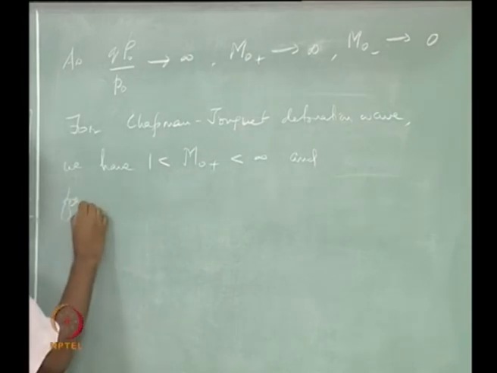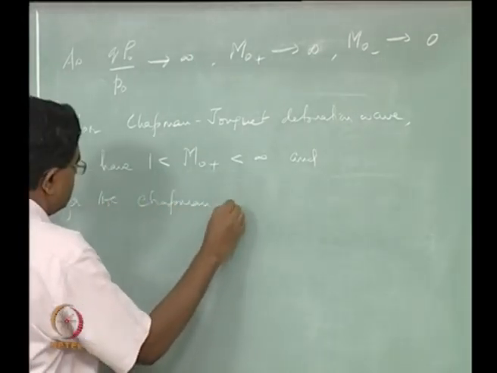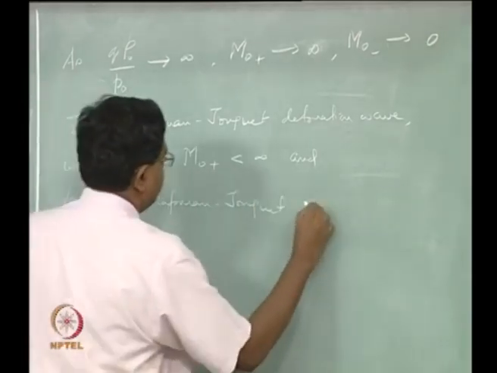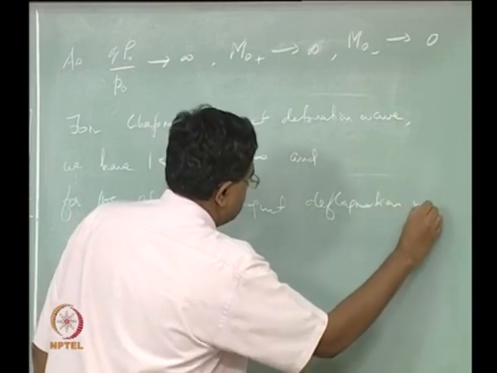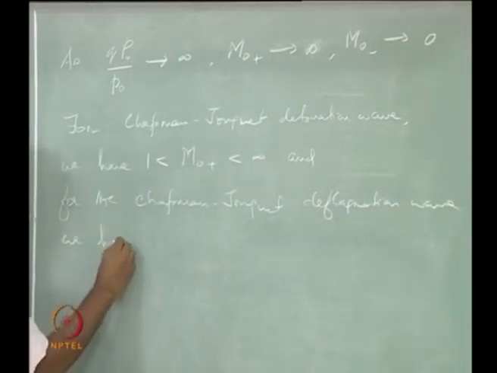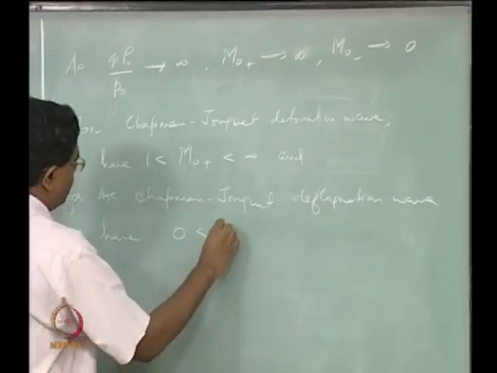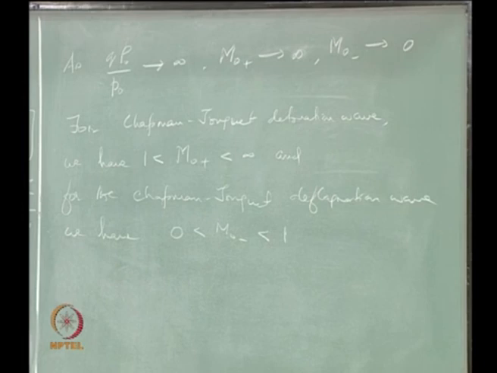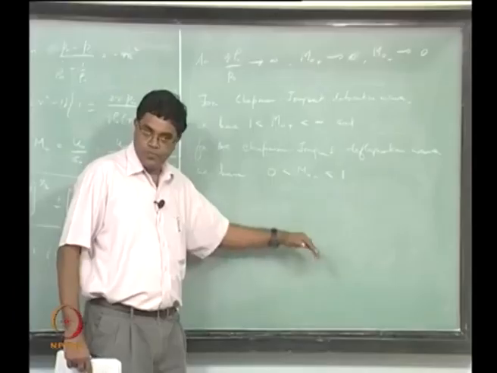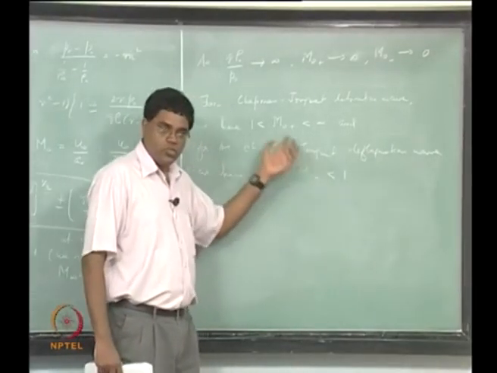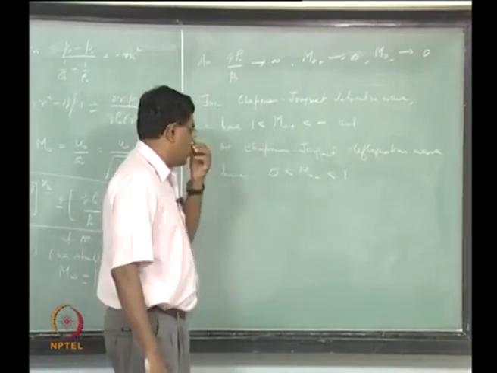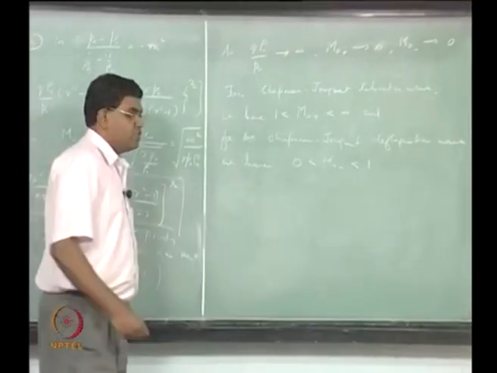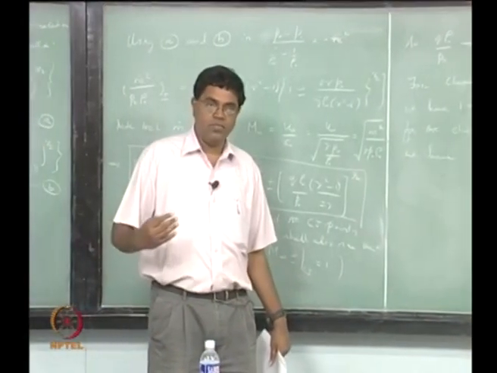And for the Chapman-Jouguet deflagration wave, we have 0 less than M naught minus less than 1. You see, so these are the limits that we are talking about. Therefore, this is how it's going to pan out, and what that means is the M naught is not really going to overlap between these two. So this is going to go only up to 1, that's going to go only above 1. So that means a detonation wave propagates at supersonic speeds, and a deflagration wave propagates at subsonic speeds.